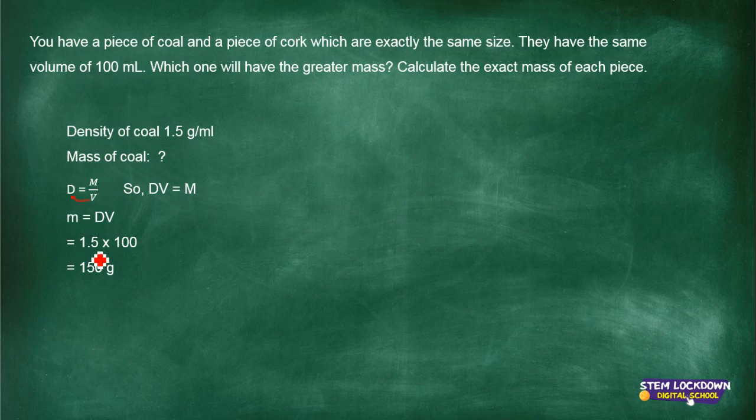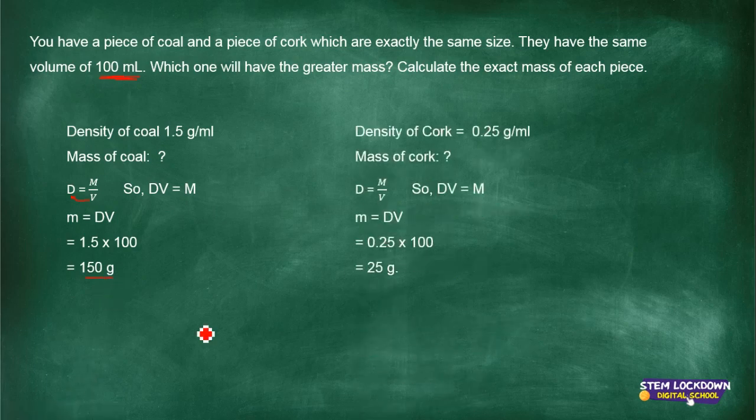The density is 1,5, and we got this from our table. And 100, the volume is 100 millimeters, and we got this from the question that they gave us here on top. So if we multiply it, it gives us 150 grams. And then if we're going to calculate the density of the cork.